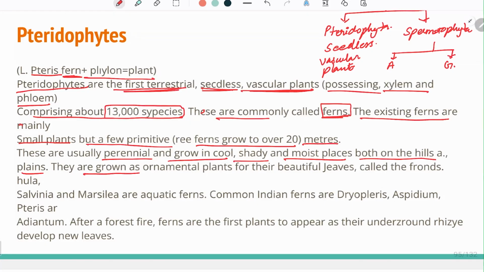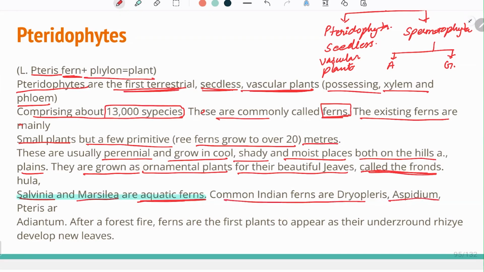They are grown as ornamental plants for their beautiful leaves, called fronds. Salvinia and Marsilea are the aquatic ferns. Common Indian ferns are Dryopteris, Aspidium, and Pteris, Adiantum.